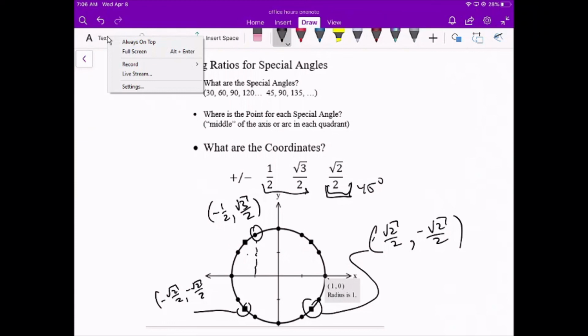So key is, if it's a 30 degree angle, coordinates are going to be those two. Make sense of whether it be positive or negative and which one's a half. If it's a 45 degree angle, coordinates are going to involve the √2/2.